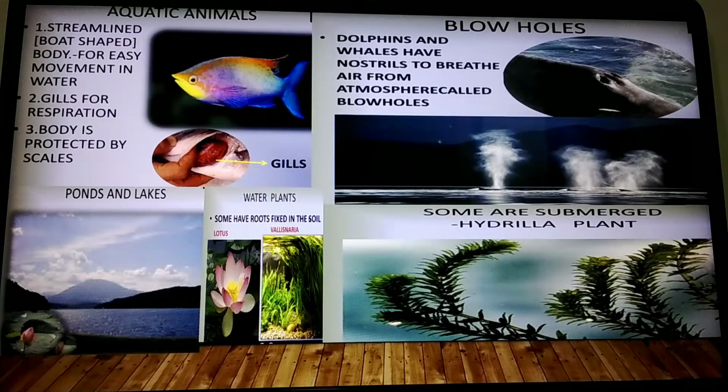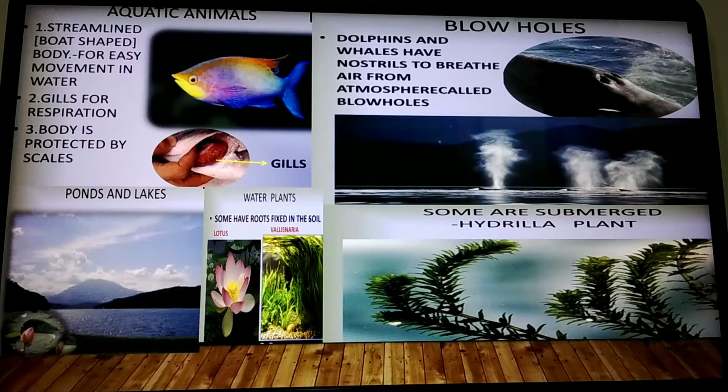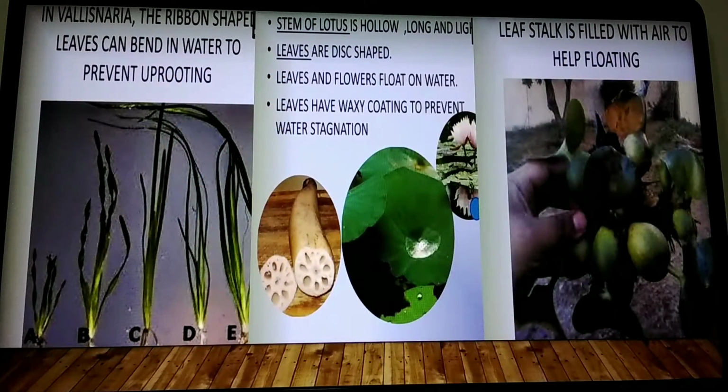Now coming to the water plants, some have roots fixed in the soil, some will be floating, some will be submerged. That is, partially inside water like hanging plants, partially above it. Those rooted or fixed in the soil underwater, for example Vallisneria. Hydrilla is submerged, and floating is lotus, which also has floating leaves and flowers, but the roots will be rooted into the soil.